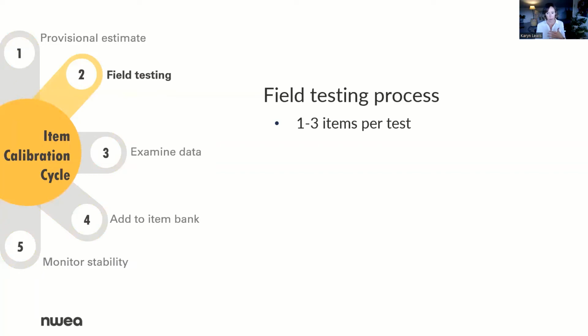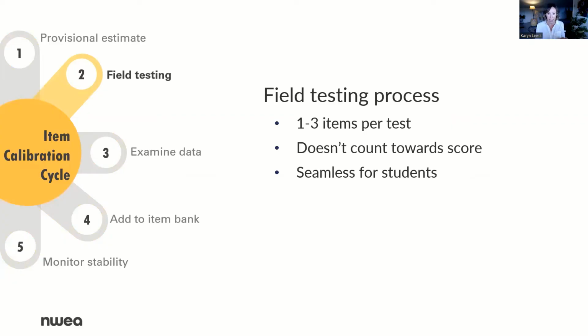We compare how new items are performing alongside items that have already been calculated and calibrated and use that information to determine an item's actual difficulty. In the field test process, all students participate in this, and students see between 1 to 3 field test items every time they take the MAP Growth assessment. Importantly, these items do not count towards the student's score, and it's a seamless process. Students don't know when they're completing an item that is a field test item.